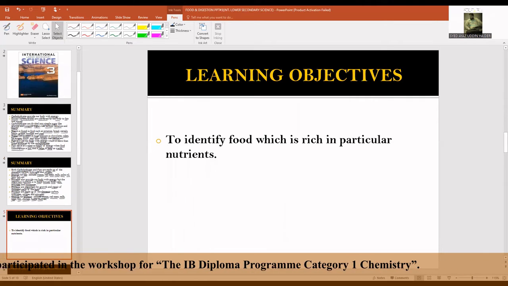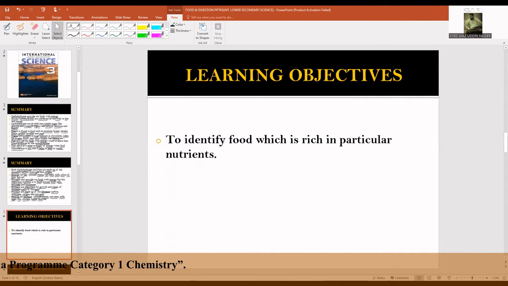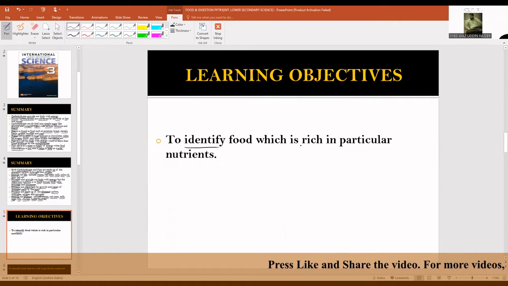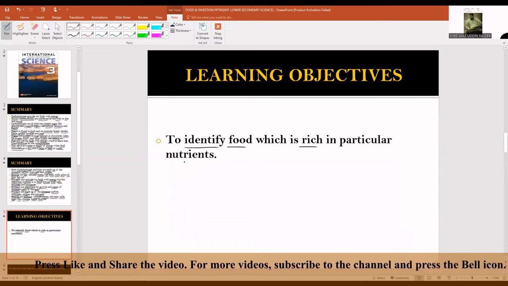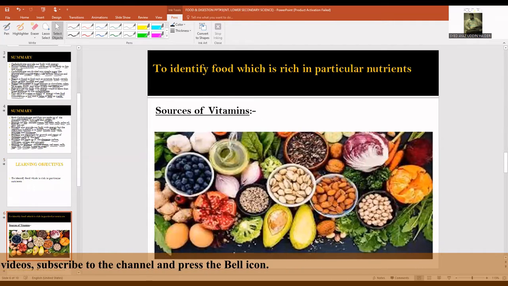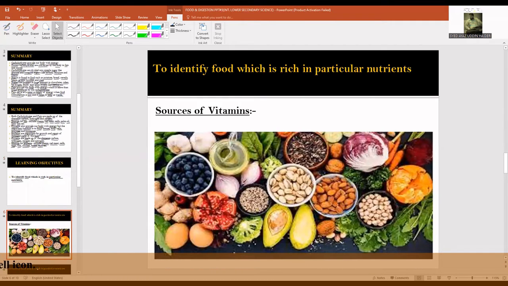The learning outcome for this video is to identify food which is rich in particular nutrients. In this video, I will talk about vitamins. These are the sources of different vitamins. You see here that vitamins can be obtained from both fruits and vegetables as well as from nuts and pulses. Vitamins are required in small amount for health and growth.